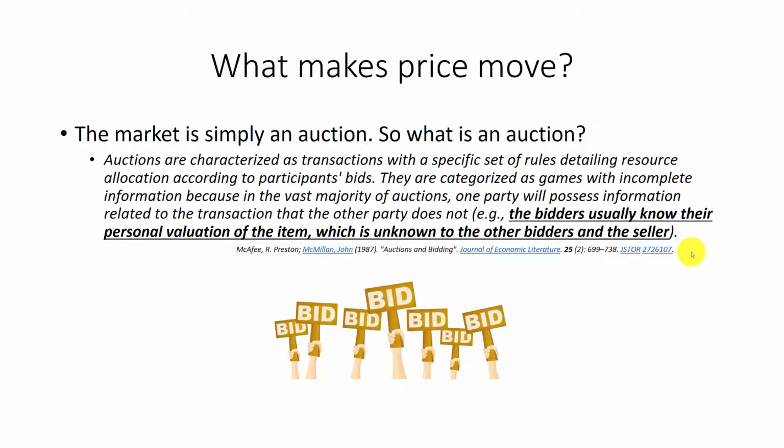And so what is an auction? By this definition, auctions are characterized as transactions with a specific set of rules detailing resource allocation according to the participants' bids. They are categorized as games with incomplete information because in the vast majority of auctions, one party will possess information related to the transaction that the other party does not. That's kind of convoluted, but the important thing is this last bit: the bidders usually know their personal valuation of the item, which is unknown to the other bidders and the seller. This is very important to understand because this is the whole concept that drives market action.